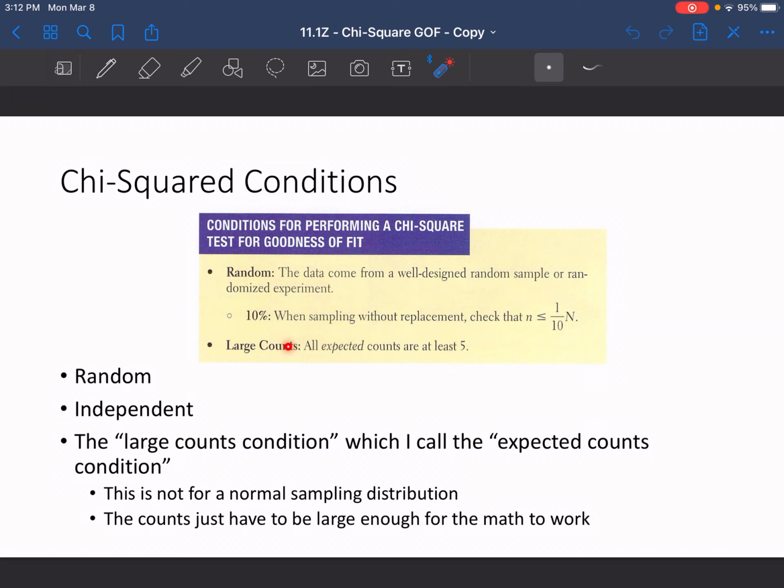Normally with every other test we've done so far, our counts must be at least 10. In this case, they have to be at least 5. And we're not necessarily checking for a normal sampling distribution. We are just checking to make sure that the counts are large enough so that the math will actually work. However, you want to make sure that you are not basing this off of the observed values. In other words, you might want to call this an expected counts condition and not a large counts condition, because we are basing this off of the expected counts.